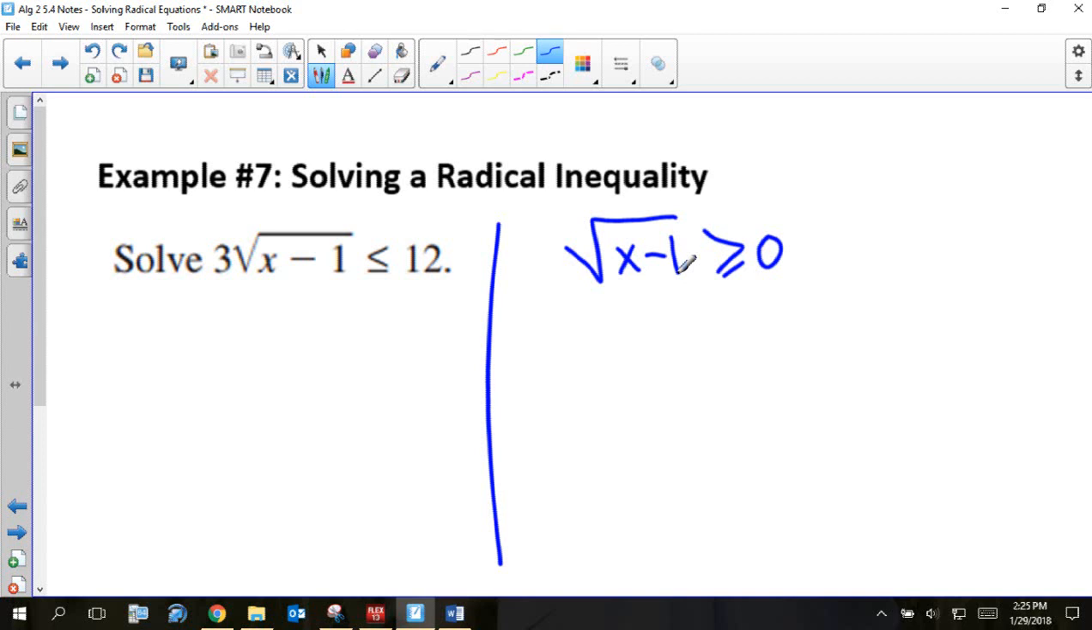I'll solve this one in blue first. It's pretty easy. How do we solve this one? Same as equals. Square both sides to get rid of the square root. We get x minus 1 greater than or equal to 0. We add 1 to both sides. X has to be greater than or equal to 1. That's one of my pieces about my answer. Has to be greater than or equal to 1.